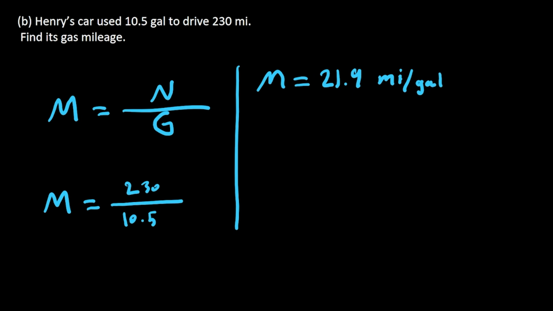How did I get this unit? Basically, we know that the unit for the number of miles is miles, and the unit for the number of gallons is gallons. Here is 230 miles and here is 10.5 gallons. So we are just dividing the units.